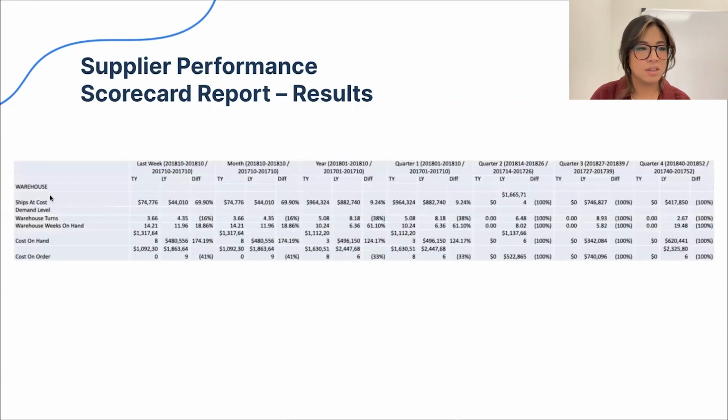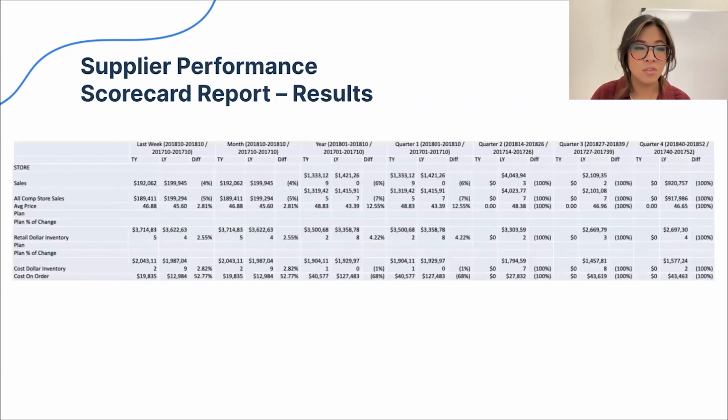You guys can kind of see here, these are your warehouse metrics. These are the sales performance metrics that we talked about. What are your ships at cost? How often are things turning? What is your cost on hand? What is your cost on order? So basically, how much inventory is Walmart holding for you guys?